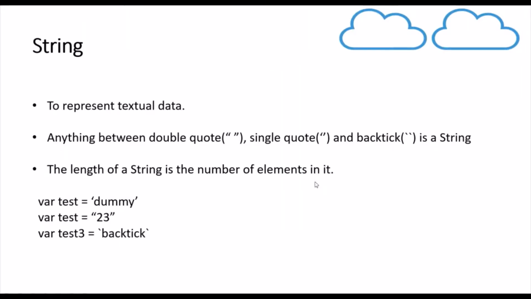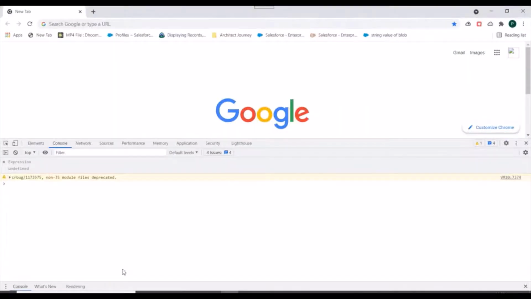Next we have the string data type. To represent textual data, we have the string data type in JavaScript, and anything between double quotes, single quotes or backticks is identified as a string in JavaScript. Obviously, the length of a string is the number of elements present in it, that means the number of characters in a particular string. For example, we have dummy over here: 1, 2, 3, 4, 5. 5 would be the length of this string. Let's see some examples.